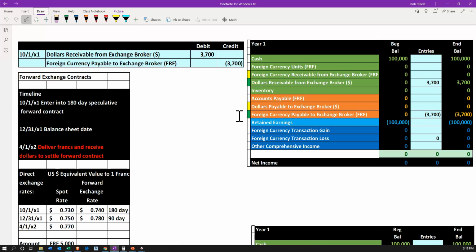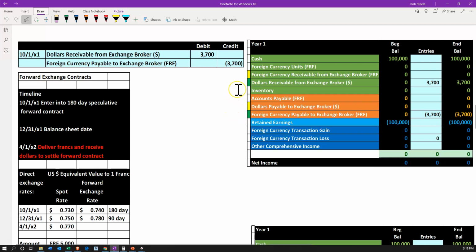So notice we have two kinds of speculations that we can make. We can speculate that the currency is going to get stronger or the currency is going to get weaker. And then we would set up our forward exchange contract in separate ways. Now, obviously, that's if we use the forward exchange contract for speculative purposes only, as we're doing here.